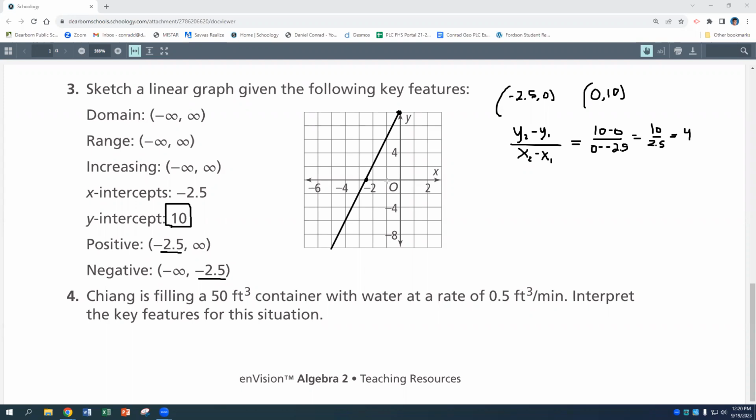So the y is going up by, you can see the y-axis is going up by 2s. So this point right here is the 0, 10. So we didn't even need to do this part, but you go up 4 over 1, right? Or you can go down 4 over 1 to get points on your line. So domain's good, range is good. It's increasing the whole time. It's positive starting at negative 2.5 to infinity, negative from negative infinity to negative 2.5.